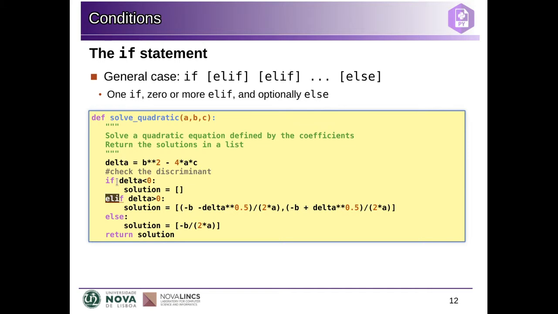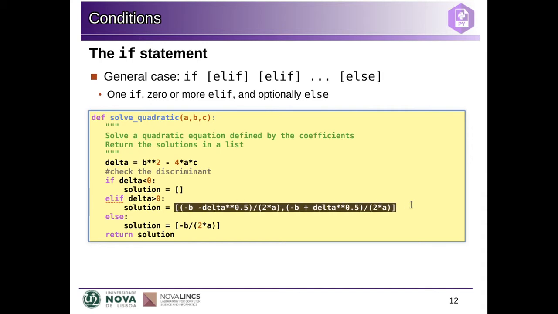Else if, this means that if this condition fails, then we're going to test this other condition, delta greater than 0. So if delta is negative, we have no solutions. If delta is greater than 0, then we have two solutions. So we create a list with this expression here. This is minus b minus the square root of delta divided by 2a, and this expression here, which is minus b plus the square root of delta divided by 2a. So these are the two real solutions we have for the quadratic equation.